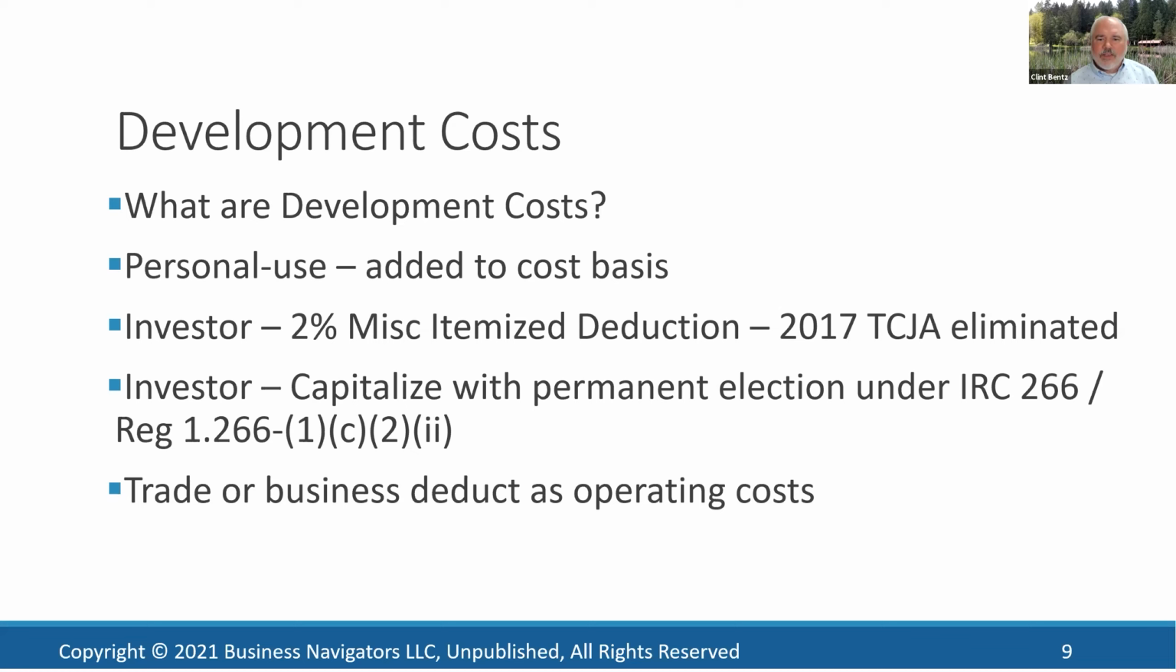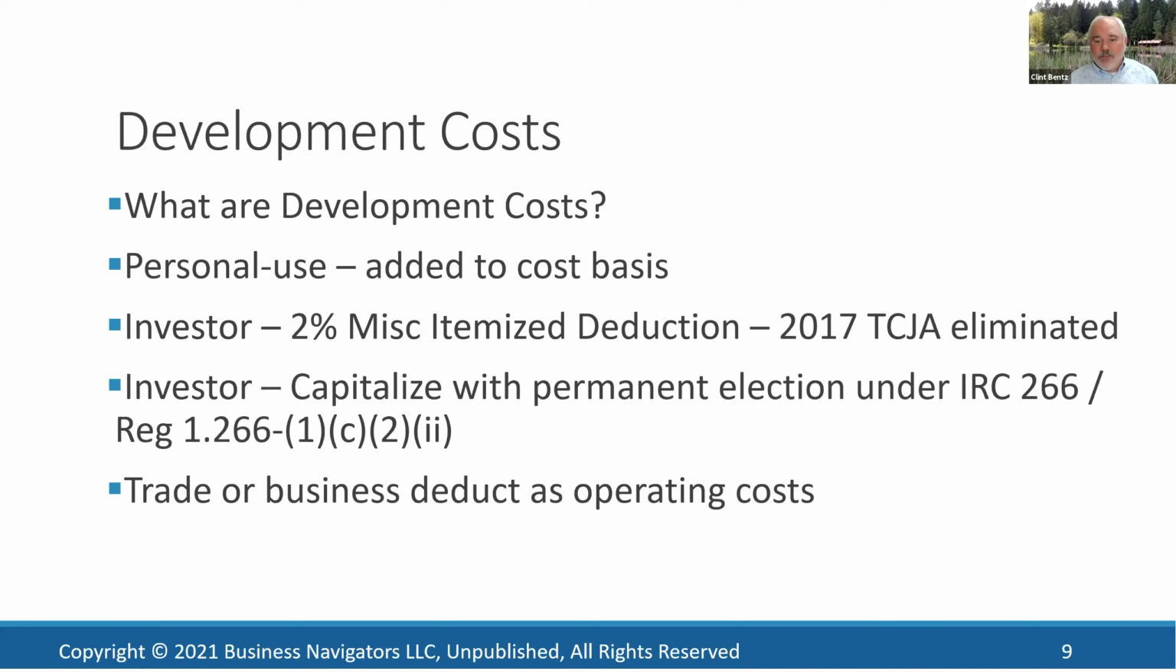All right, so for an investor, it's a 2% miscellaneous itemized deduction. Right now we don't have those types of deductions, so we can't take it. When it comes back, that miscellaneous itemized deduction is taken on Schedule A, or we can make a permanent election to capitalize them, and then in all future years, whenever you have these types of costs, you're required to capitalize them. You would not be able to itemize them in a future year.